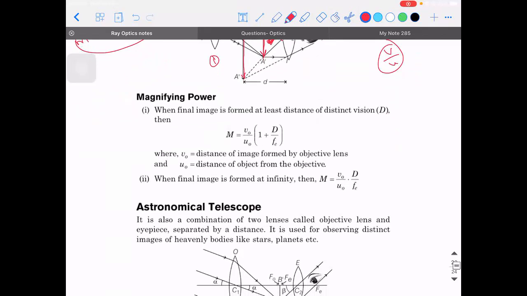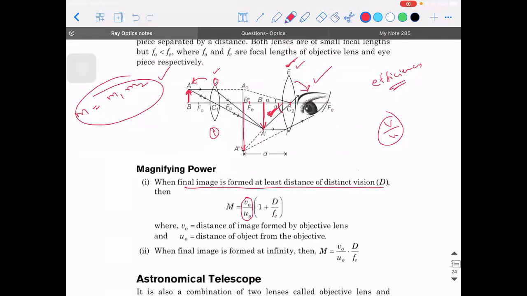If you follow all these principles and do the derivation, and the final image is formed at the least distance of distinct vision, it is simply V0 by U0, tell me. Let me take just this one piece. Okay, taking the objective, due to the objective, is there a real image or a virtual image?